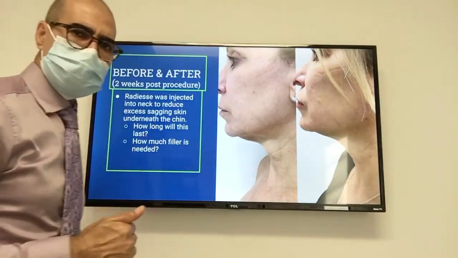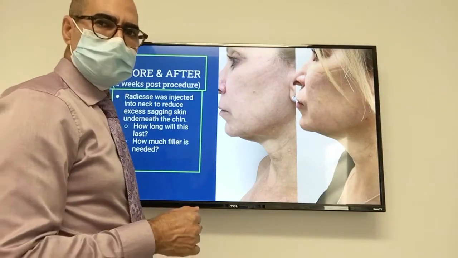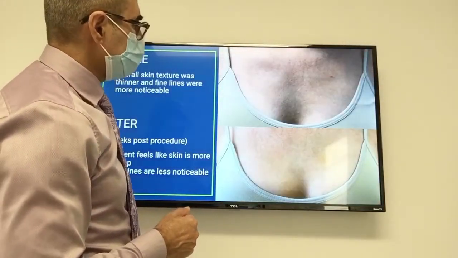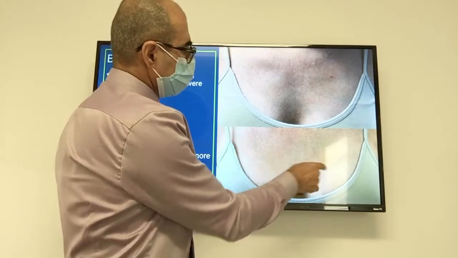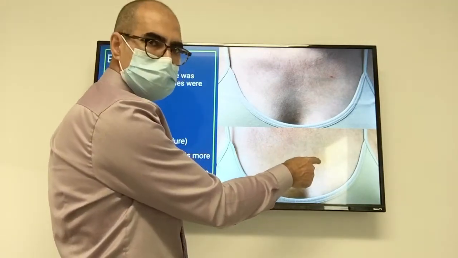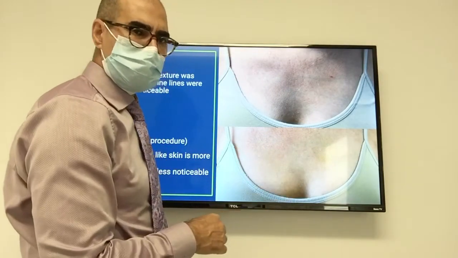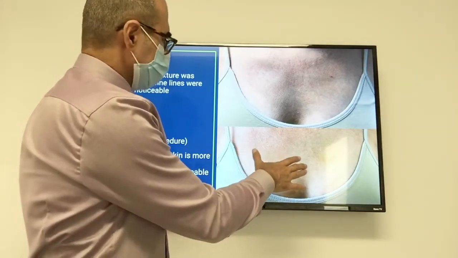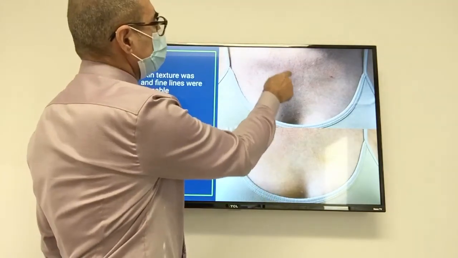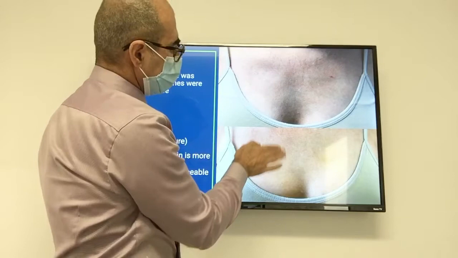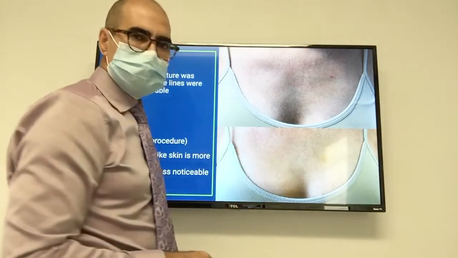Let's take a look at the chest area as well. And this is the chest area. A lot more improvement. You can still see the bruising here from 2 weeks ago, and the bruising can last up to about 2 weeks, and that should be the tail end of it. But you can see here these fine lines. And then in the after picture, you don't see any of that at all.